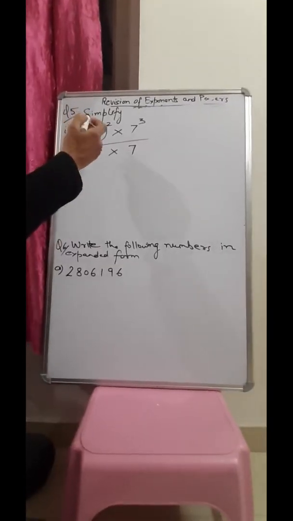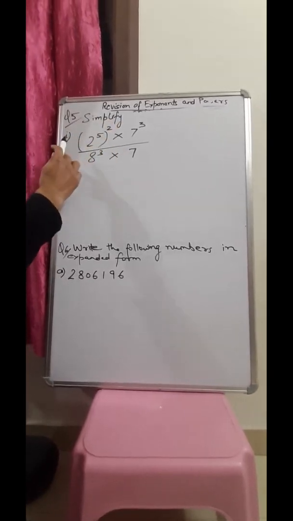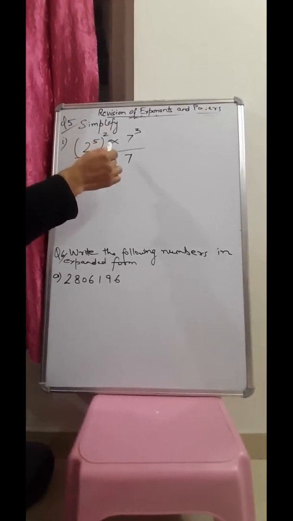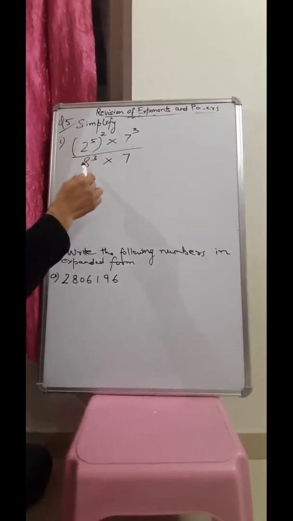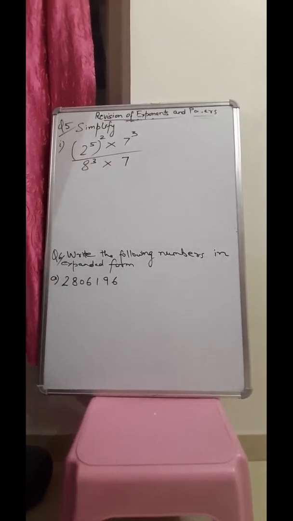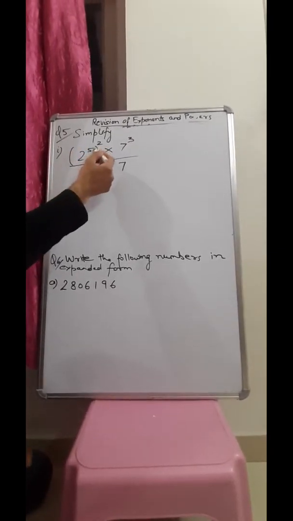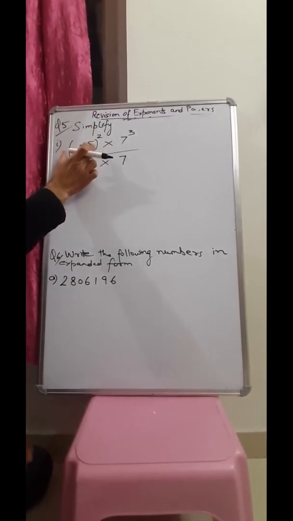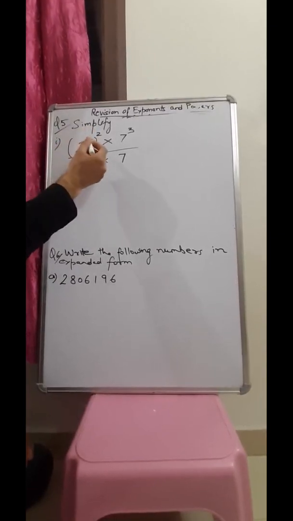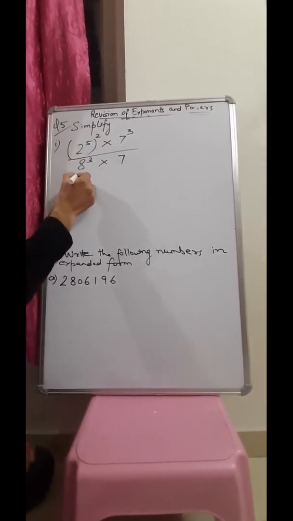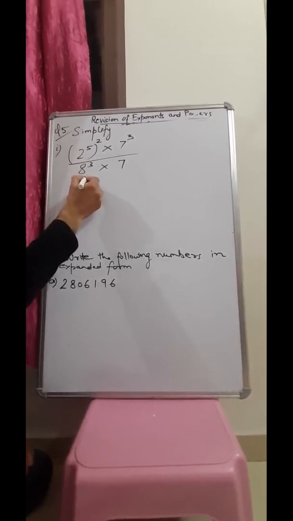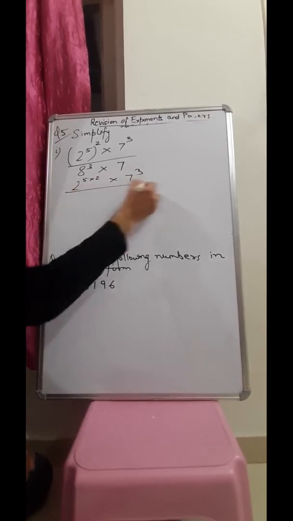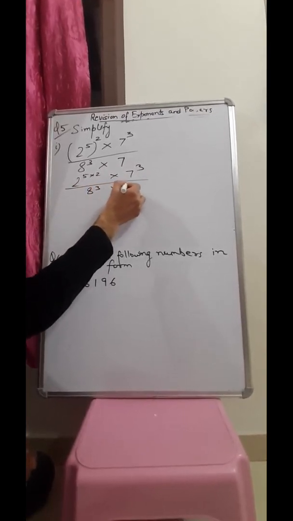Now students, the next question is simplify. So here we can see it is bracket 2 raised to power 5 bracket 2, multiplied by 7 raised to power 3, upon 8 raised to power 3 multiplied by 7. So here we can see that the bracket also has an exponent. So first we are going to solve the bracket. To remove this bracket, the exponents get multiplied. So the base remains 2 only, and the powers get multiplied.